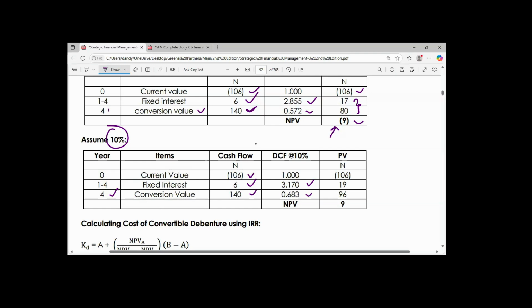So 6 multiplied by 3.170, we got 19. 140 multiplied by 0.683, we got 96. 96 plus 19 will give us 115. 115 minus 106, we have 9. So this is a positive NPV.